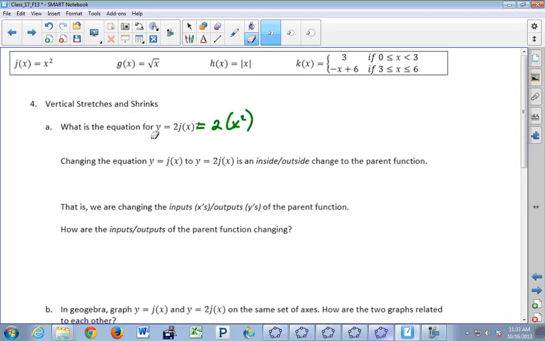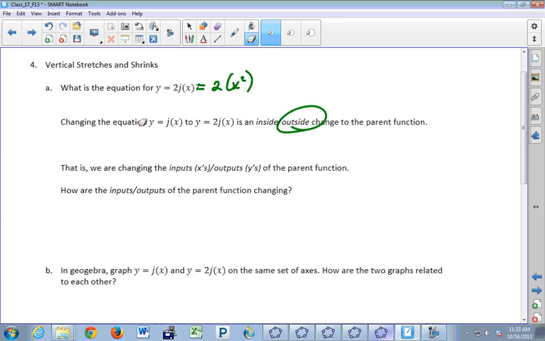So am I acting on the inside of my function or the outside of my function? Outside, because the 2's on the outside. I've already performed my function j. It says square my input and then multiply it by 2. So we are changing the outputs or the y values only of my parent function. My x values are staying exactly in the same spot, and now I'm expecting something to happen to my outputs.